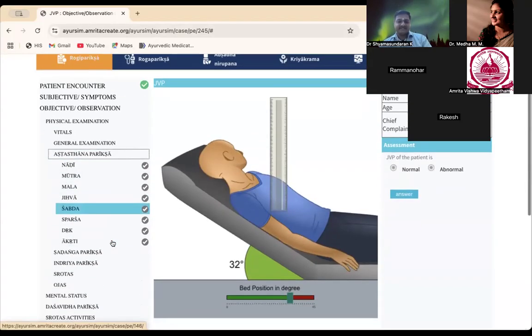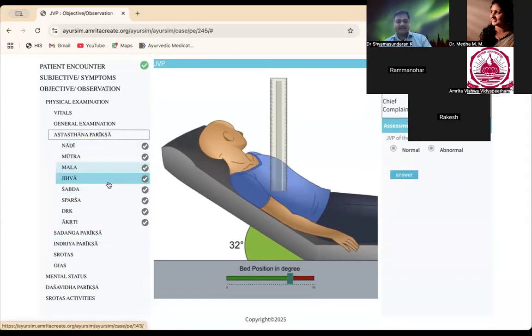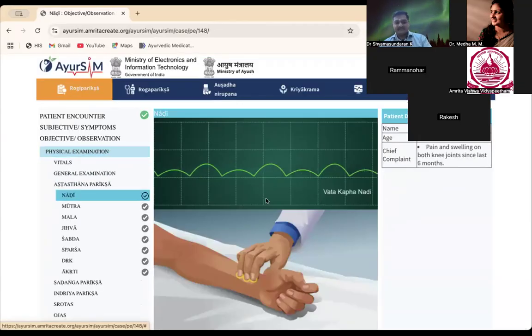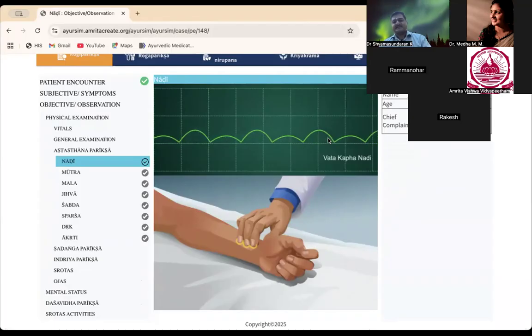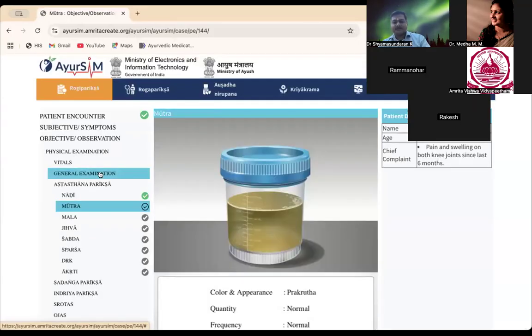Again, when you see the Ashtasthana Pariksha, Nadi, Mutra, Mala, Jihva, all of these are represented. So here, see, it is also represented as a graph. So this is a Vata Nadi, which shows how the Vata Kapha Nadi would be. See, this is the finger which tells you about the Vata Nadi, and this is the finger which tells you about the Kapha Nadi. So this is a learning, and how you should place the fingers, this is also a learning. And how you will feel, how the pulse would be, this is also represented here. So it is a very important tool for students to learn.